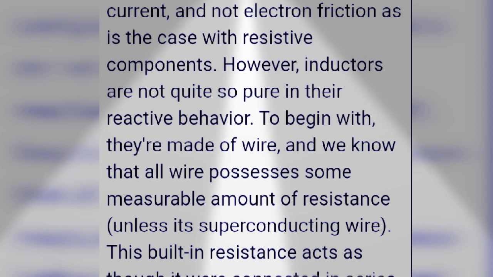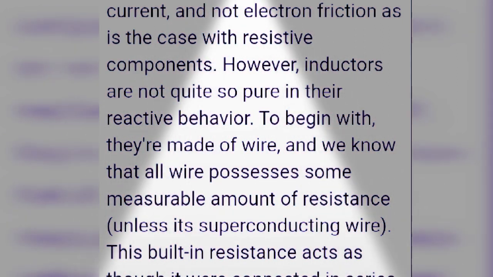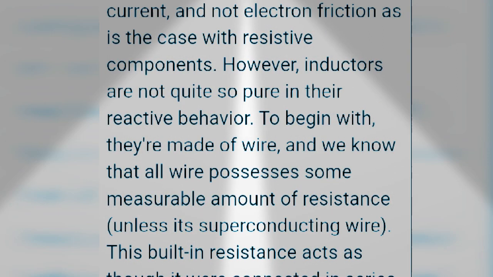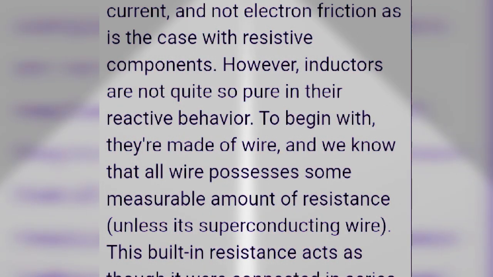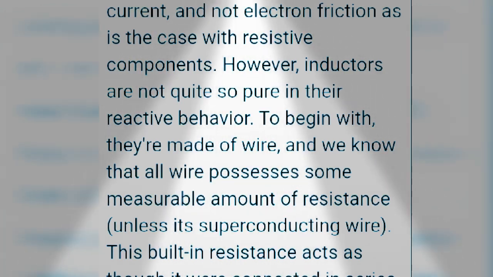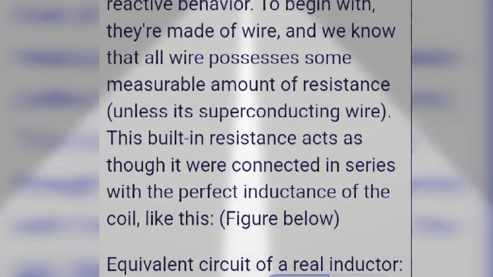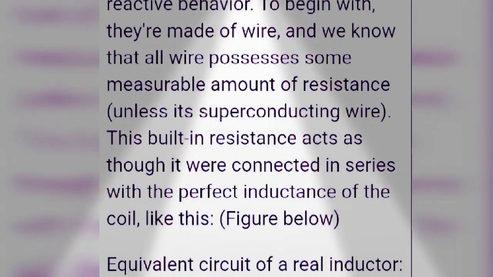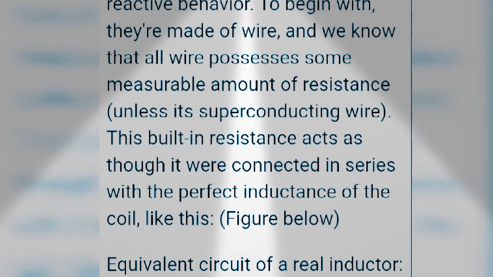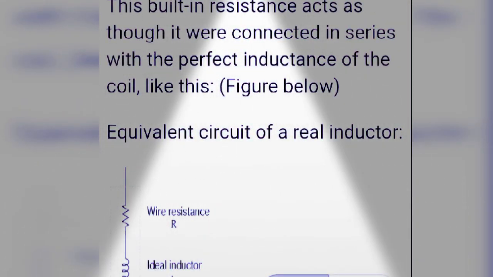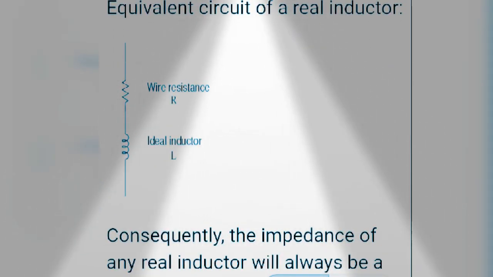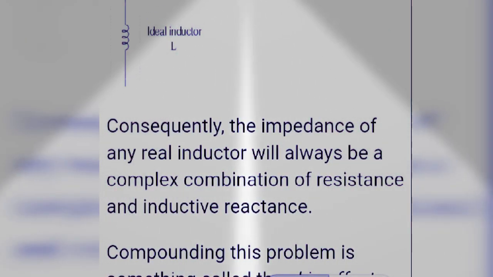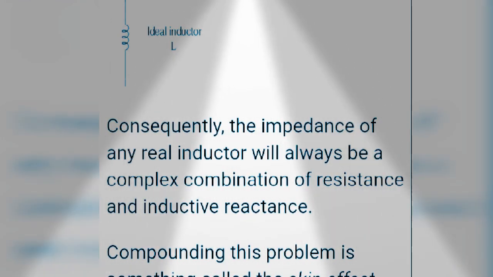To begin with, they are made of wires, and we know that all wires possess some measurable amount of resistance unless it is a superconducting wire. This resistance acts as though it were connected in series with a perfect inductance of a coil like this. Equivalent circuit of a real inductor: wire resistance, ideal inductor. Consequently, the impedance of any real inductor will always be the complex combination of a resistance and the inductive reactance.